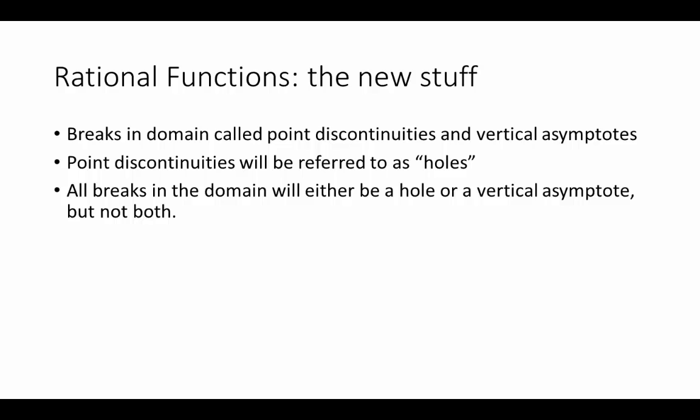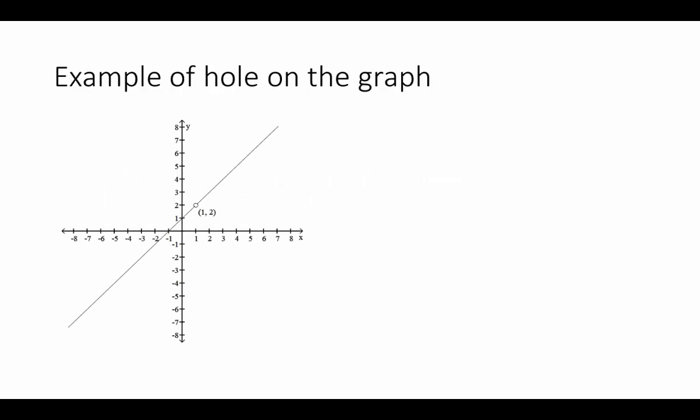Holes and vertical asymptotes will account for all the breaks in the domain. The breaks in the domain will either be a hole or a vertical asymptote, but not both. I will go into more detail about how to find these in a different video. Let's look at examples before we continue with more new things.